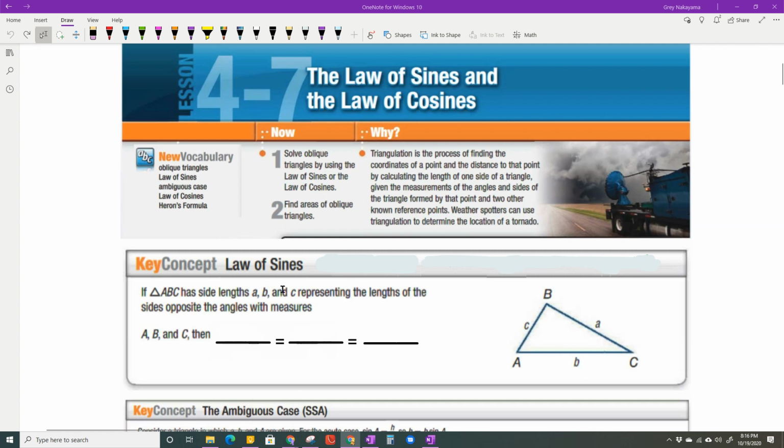And what the law of sines tells you is that the sine of an angle over its side opposite is the same for all three pairs. Okay, sine of A over a, sine of B over b, sine of C over c.